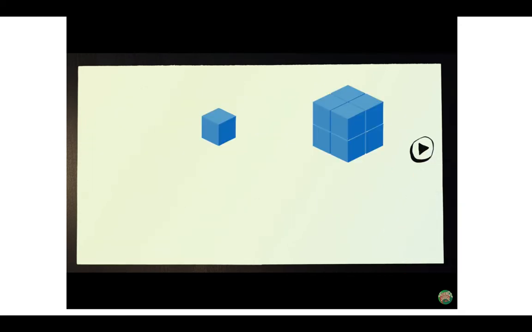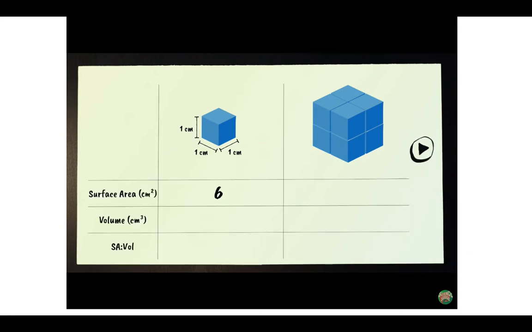Consider two cubes of different sizes. The smallest cube is 1 centimeter by 1 centimeter by 1 centimeter, and so has faces each with an area of 1 centimeter squared. And there are 6 faces, so it has a total surface area of 6 centimeters squared. The larger cube is 2 centimeters by 2 centimeters by 2 centimeters, so each face is 4 centimeters squared. With 6 faces, it has a total surface area of 24 centimeters squared.